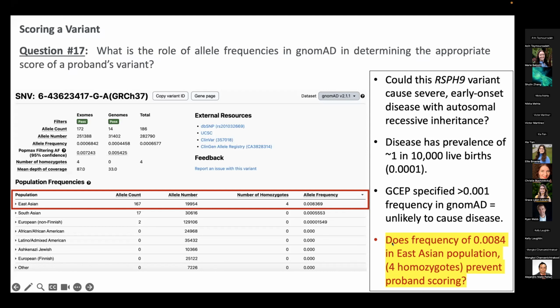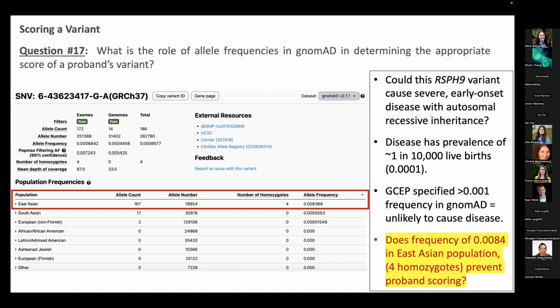And so the question that I have for you, the audience, is, does the frequency of 0.008 prevent proband scoring? Would you downscore? Would you not score? I also wanted to give you the full backstory on this variant. There are also 4 homozygotes in gnomAD. So if you want to put your opinion in the chat, would you score 0, or would you put low? Would you score this person at all? Maybe a yes or no in the chat. Thumbs up, I'm going to score it. Thumbs down, I would not. Yeah, maybe thumbs down says no, I won't, sounds good.